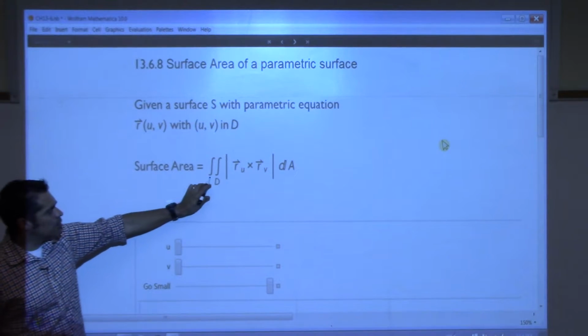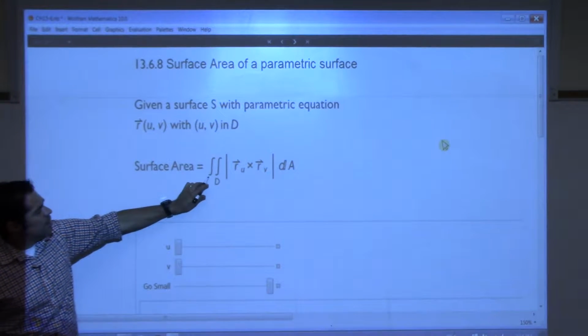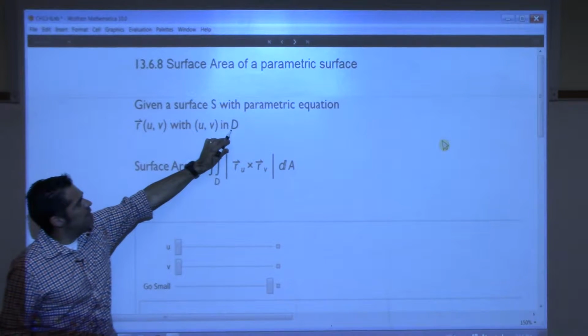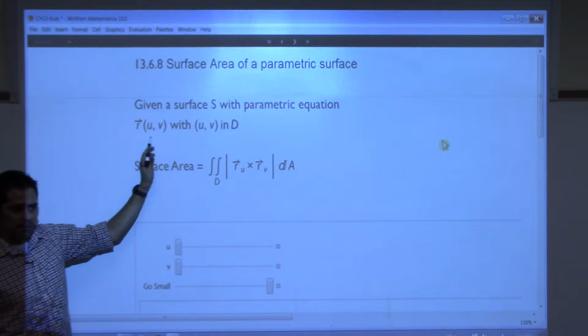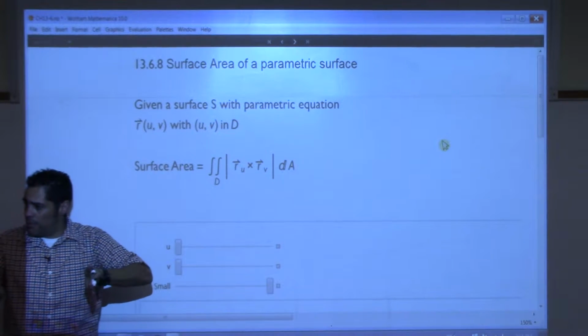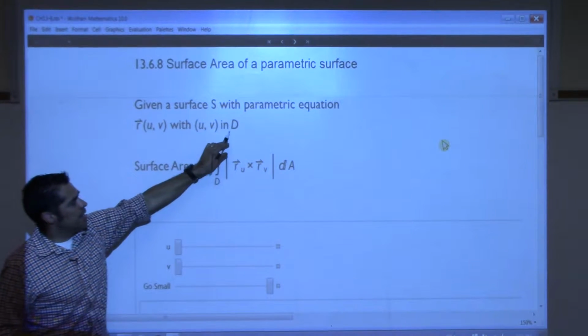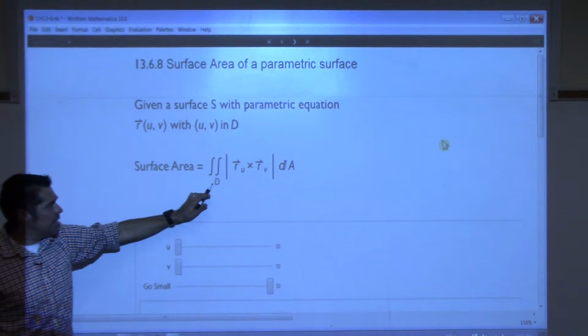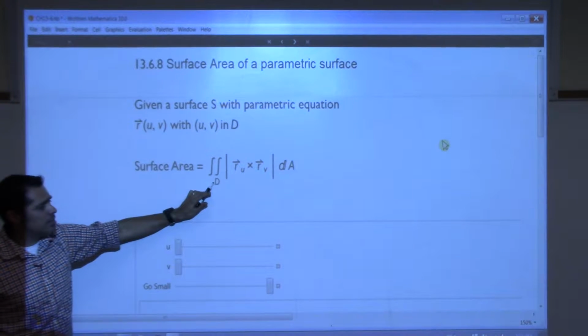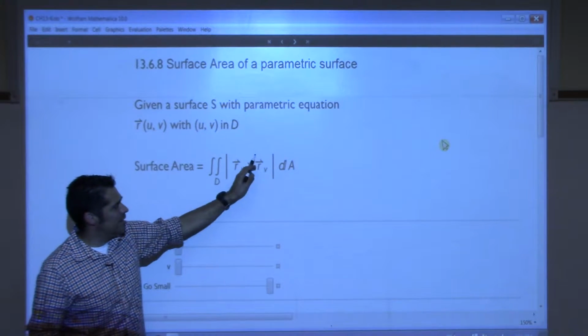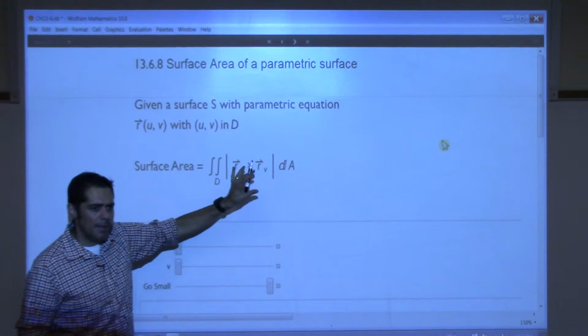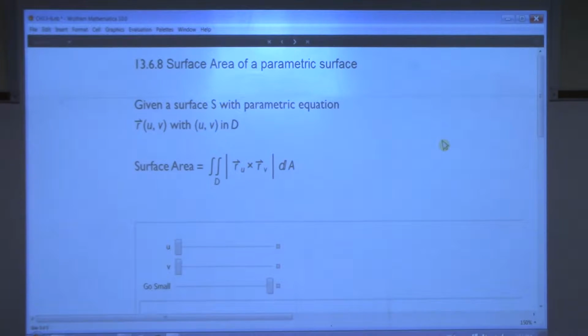It is the double integral over the region D, where D is going to be your restrictions on u and v. Now remember, you draw the surface with u and v, and you put restrictions on u and v. D is the domain restrictions on u and v. If you take a double integral over that of this dA. Now let me try and help you see where this comes from.